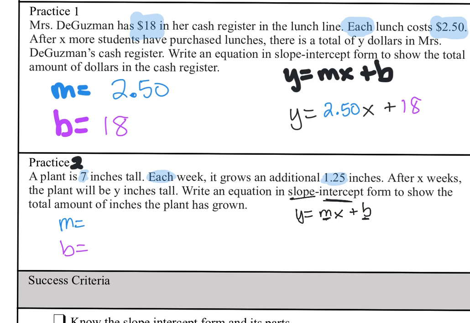Let's identify the slope and let's identify the y-intercept. The slope or the rate of change is something that it's changing by. It said each week. What's happening each week, guys? That's right. The plant is growing 1.25 inches. And how tall was the plant in the beginning? What is our starting point? 7 inches. So let's write our answer. If you all got this one right, you are, again, fabulous. Good work.